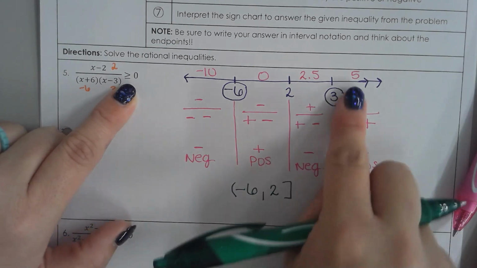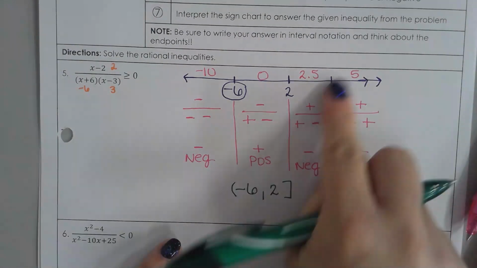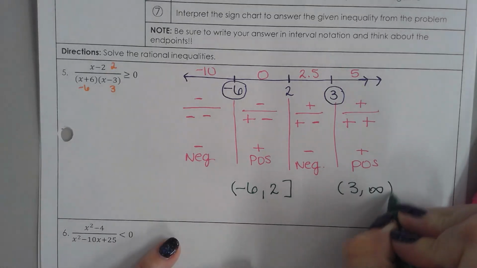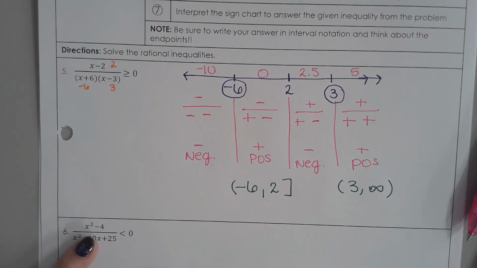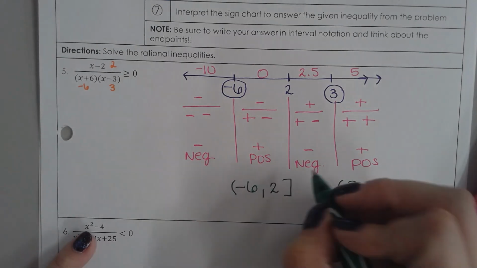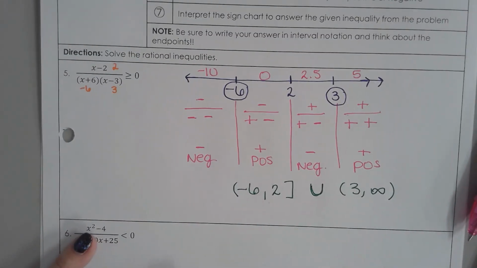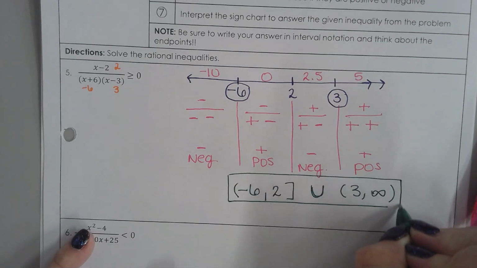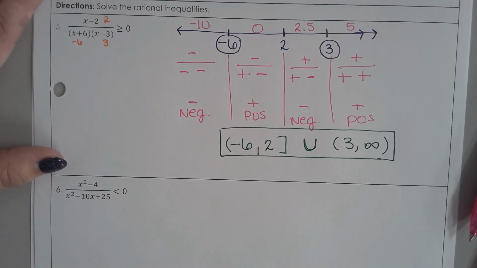And then my other interval that works is from 3, that needs a parenthesis because it was one of my undefined, to what? Infinity. And infinity, regardless of anything, always gets a parenthesis. And I would prefer you to get used to writing that little U symbol in between.